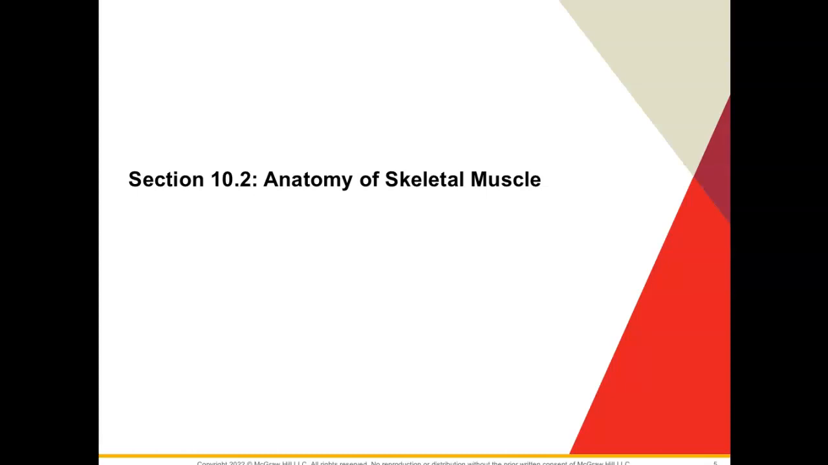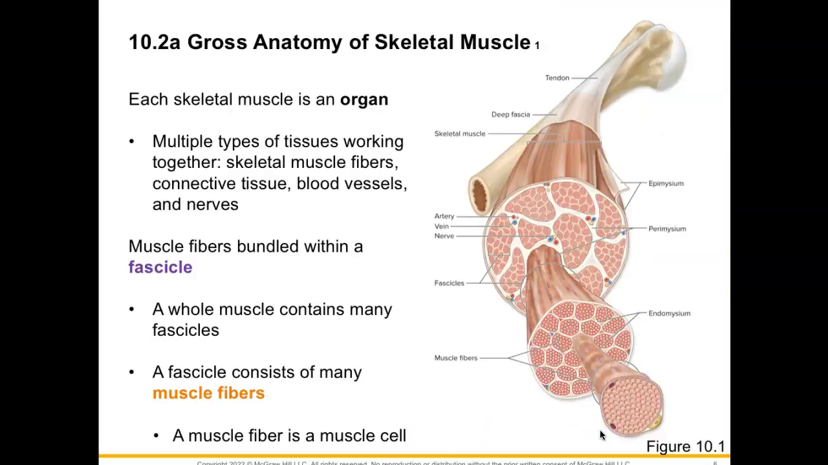In this video, we will discuss section 10.2 on the anatomy of skeletal muscle. Each skeletal muscle is an organ in itself. We have multiple types of tissues going on here, and they're all going to work together. We've got our skeletal muscle fibers, we've got connective tissue in between here, we've got our blood vessels and nerves coursing through as well. When we have our muscle fibers bundled, we call that a fascicle.